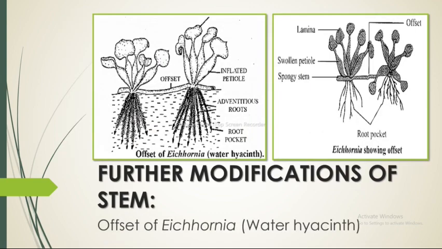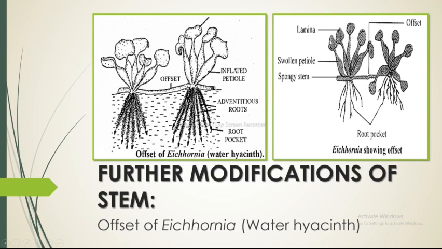Further modifications of the stem. So this is the offset of Eichhornia, and Eichhornia is also known as water hyacinth. In the first figure you can see that this is the offset. This is the inflated petiole. These are the adventitious roots and this is the root pocket. This is the offset of Eichhornia, also known as water hyacinth.